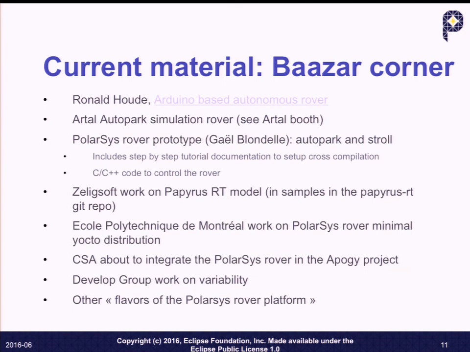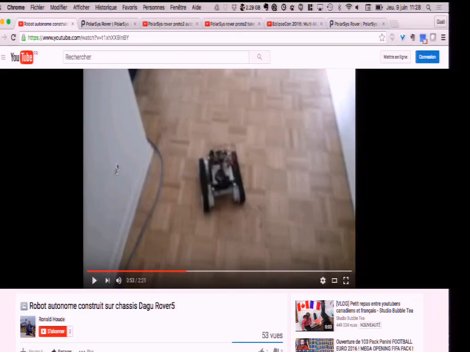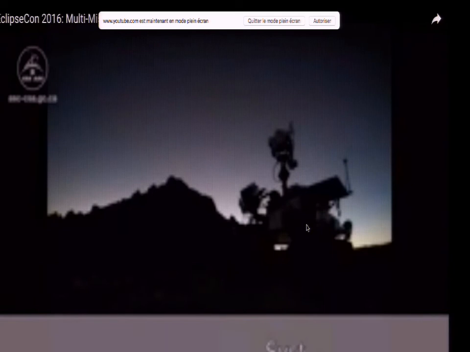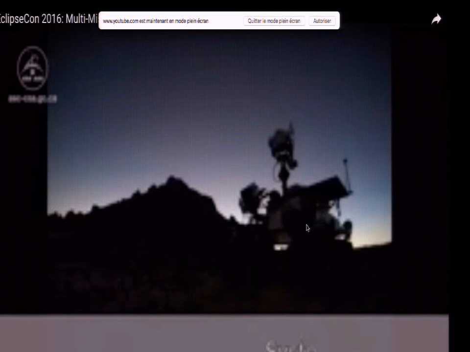The Canadian Space Agency will integrate the PolarSys rover in their Apogee project. So the Apogee project is another interesting project. Those guys are working.